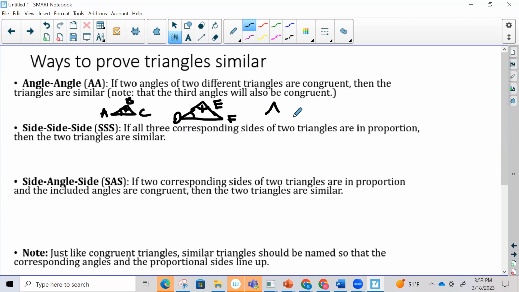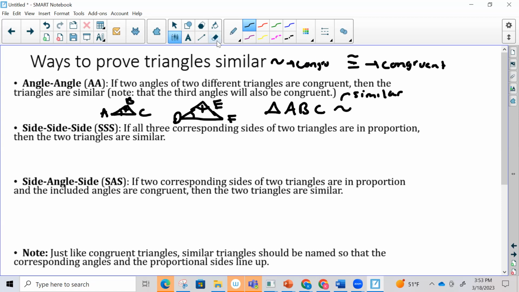And for this, we have a similarity statement. It's the same as the congruence statement. So I'd have A, B, C, but we use this symbol. This means similar. Again, this means congruent. And then just the simple, it's called a tilde, means similar.